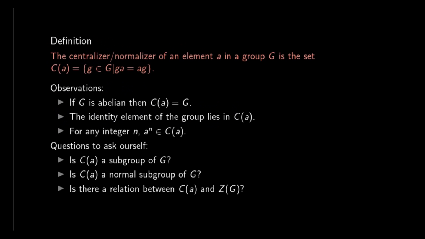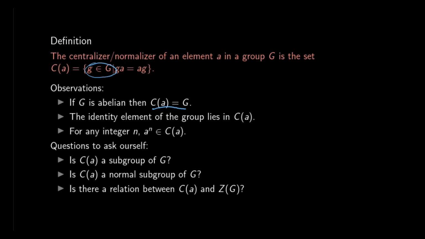Now, let us define the centralizer or normalizer of an element A in a group G. The centralizer of an element A is the set of all those elements g in G such that g commutes with A. If G is an abelian group, we know that the centralizer of A will be G itself.